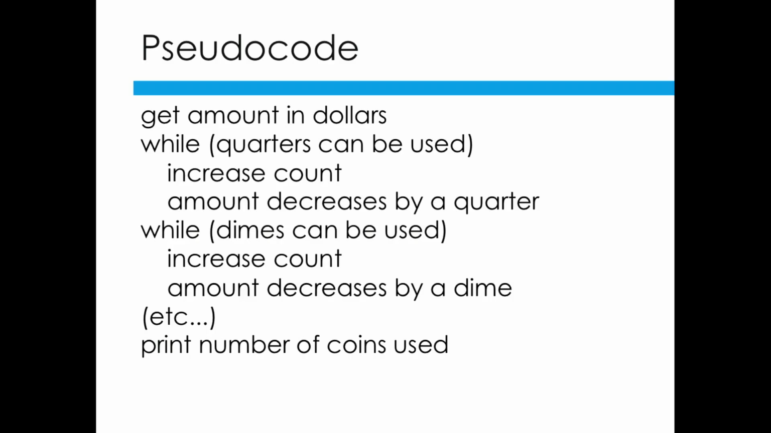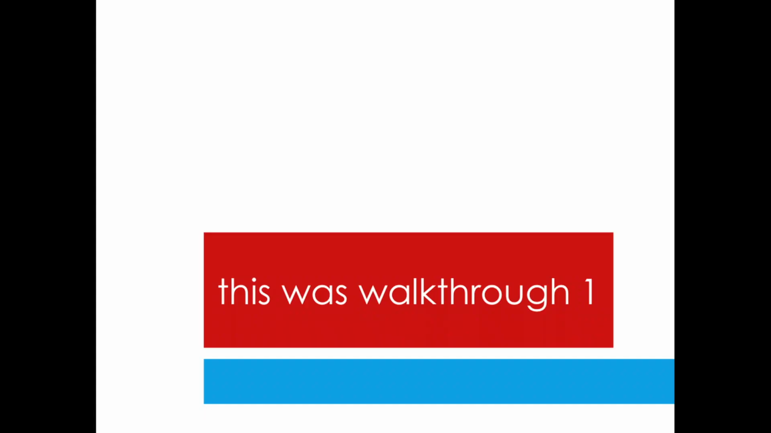Often the hardest part of a problem set is understanding what exactly you need to do. Once you write that down, it's a lot easier to translate it to pseudocode, and from pseudocode, syntax comes pretty easy. So we see while quarters can be used, increase count, decrease the amount. While dimes can be used, then you do the same, and so on until you have exhausted all of your pennies. You print out the number of coins used, which will be the minimum amount to make the user inputted value, and there you have your greedy algorithm. Once you finish that, you have also finished pset 0.